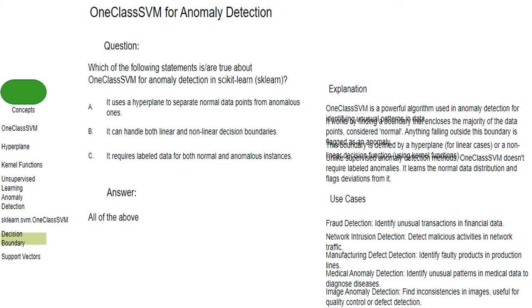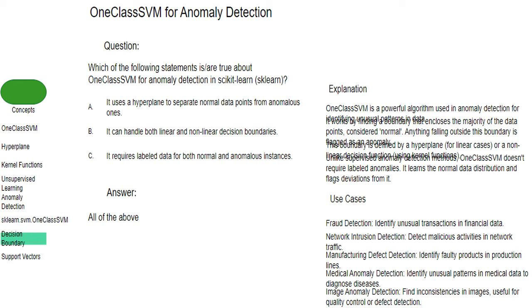For linear cases, it uses a hyperplane. For nonlinear cases, it uses kernel functions to map the data to a higher dimensional space where it becomes linearly separable. True. Hyperplane. Kernel functions. Decision boundary. One-Class SVM can be used to detect anomalies in image data, where the anomalies may not be linearly separable from the normal data.